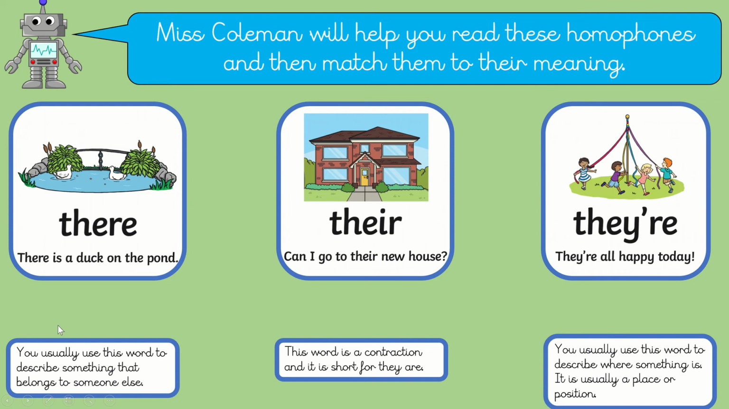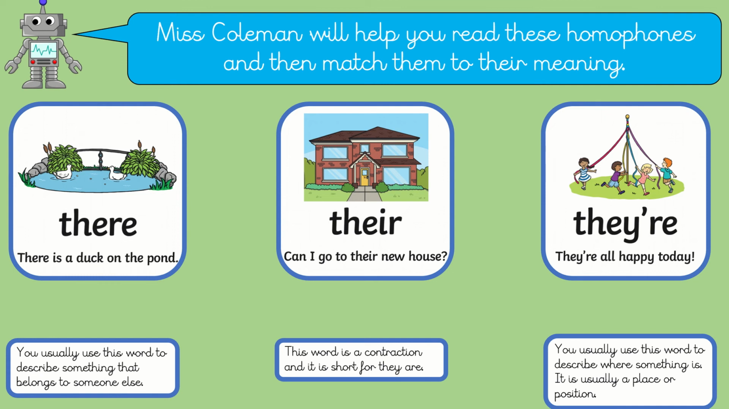Okay, you should have had a go at reading those. I'm just going to read through them. There, and there. There is a duck on the pond. Can I go to their new house? They're all happy today. You usually use this word to describe something that belongs to someone else. This word is a contraction and it is short for they are. You usually use this word to describe where something is. It is usually a place or a position.